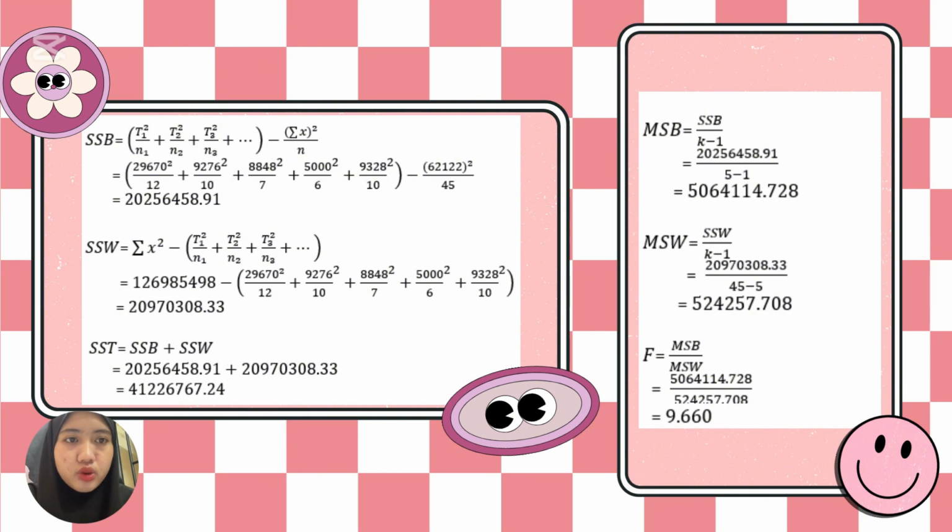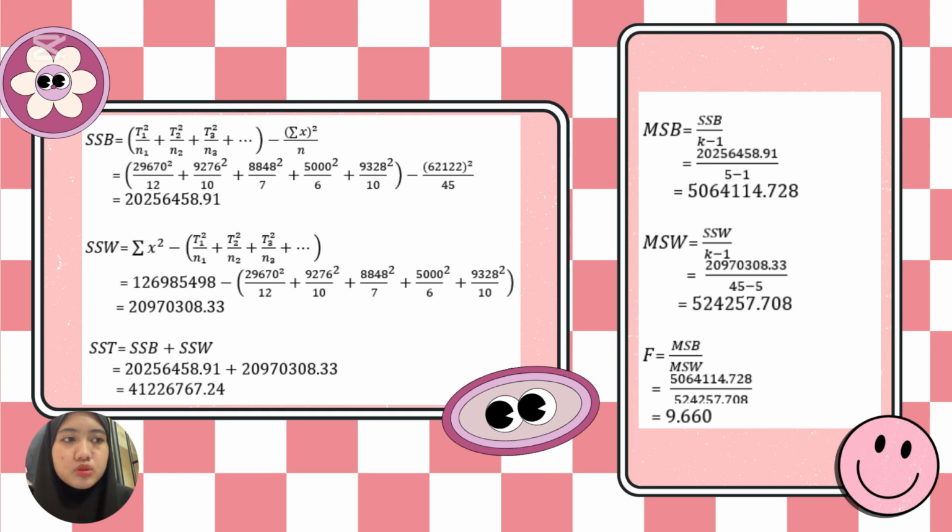Next, we need to find the sum of squares between and sum of squares within, which are SSB and SSW. For SSB and SSW, we use the given formula, and SSB will get 20256458.91, and SSW we get 209703008.33. And SST is the addition of SSB plus SSW. We will get 41226767.24.